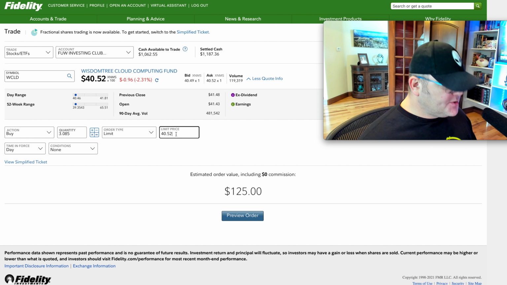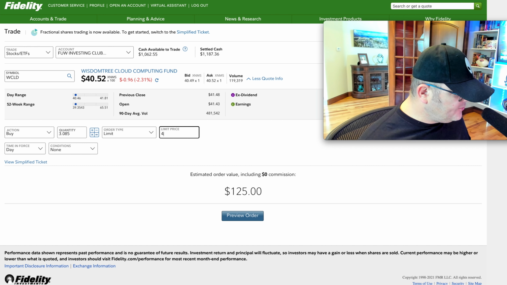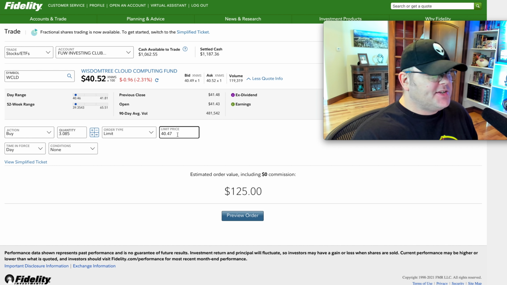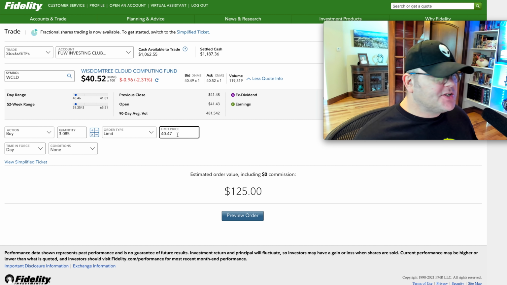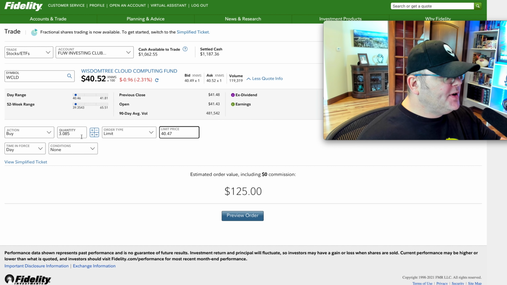So what we're gonna do is go a little bit lower. So I'm gonna go $40.47. I know it can go a little bit lower, but I don't mind this price. Anything 40 or under, I think, is a decent price for WCLD as a long-term investment. So we're gonna buy 3.085 shares at $40.47.